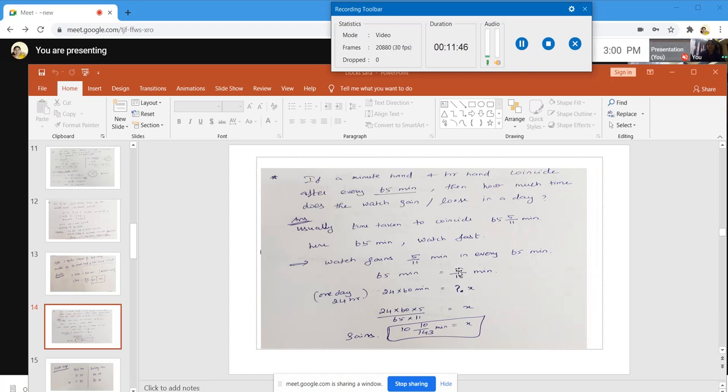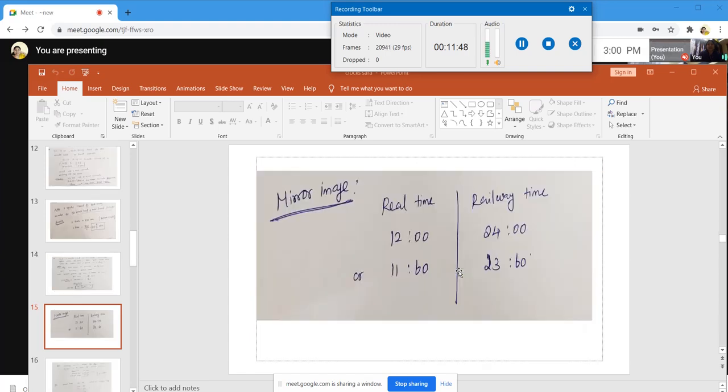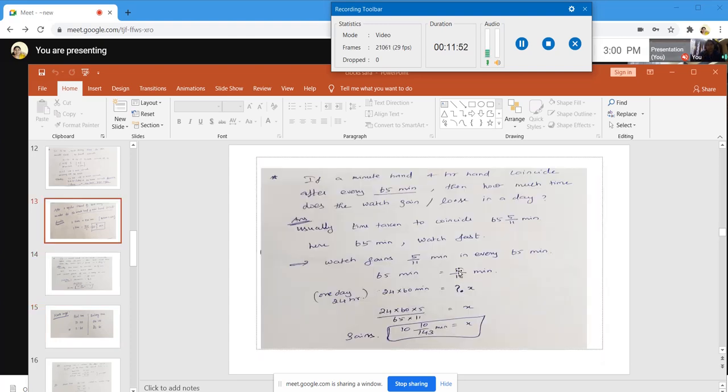So many problems are there. You could revise, and if you have any doubts you can ask. So we can see this one. If a minute hand and hour hand coincide after every 65 minutes, then how much time does the watch gain or lose in a day? So we can find out the answer.